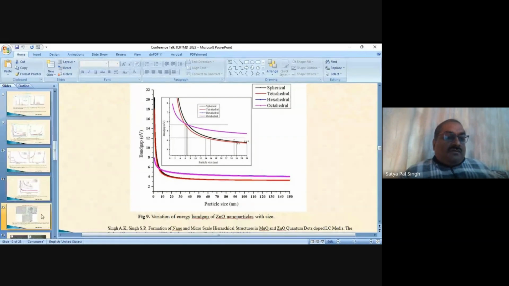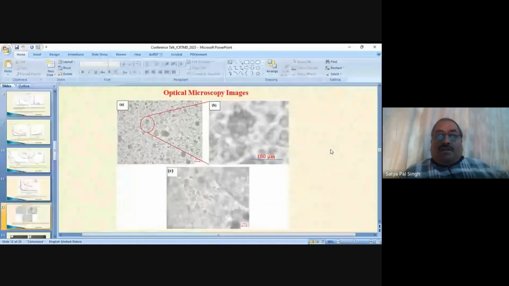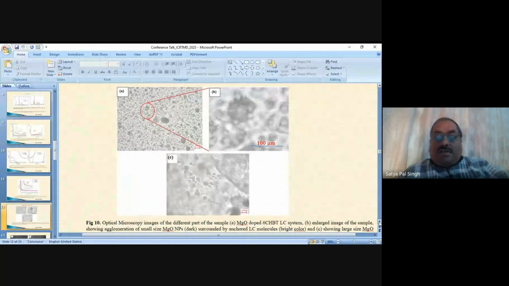So then I should show you these optical microscopy images. These are important. You can see what I have told you, that different kinds of structures are formed. Here you can see a network-like structure. Sir, is it visible? Figure number 10. Yes, sir.